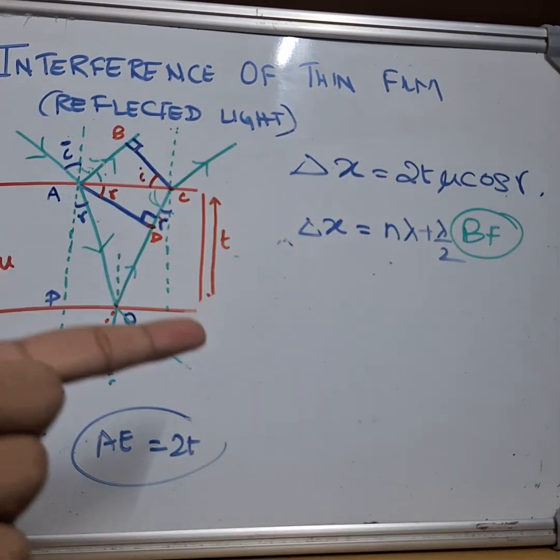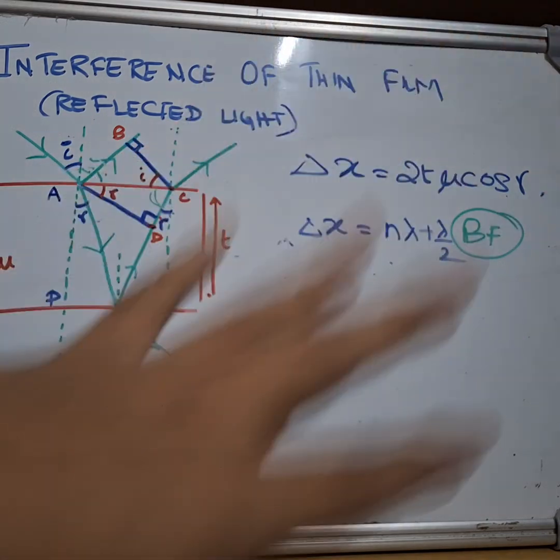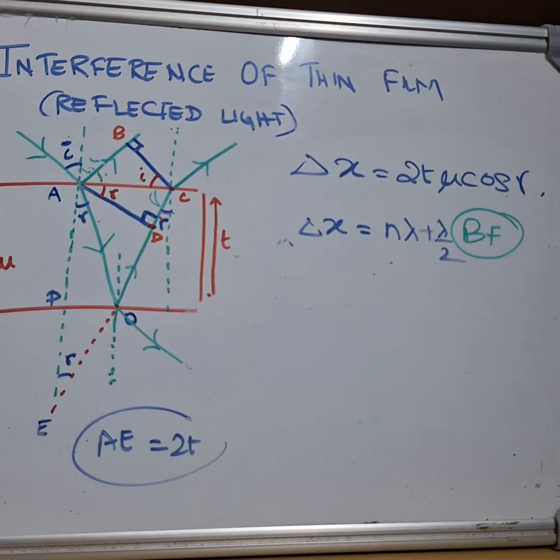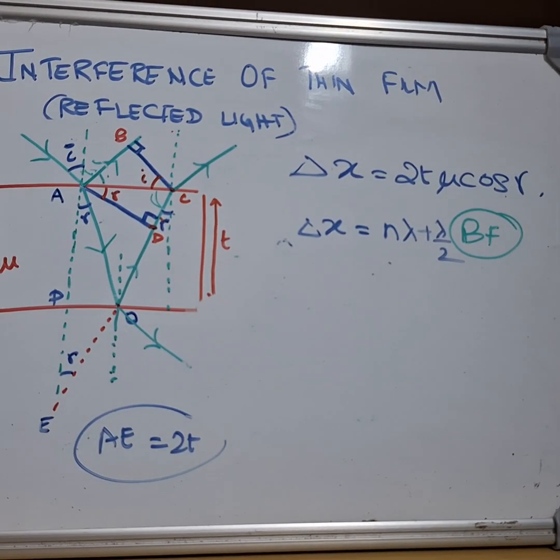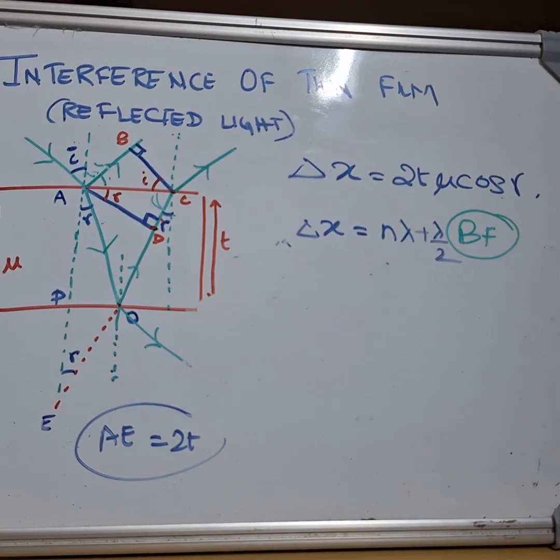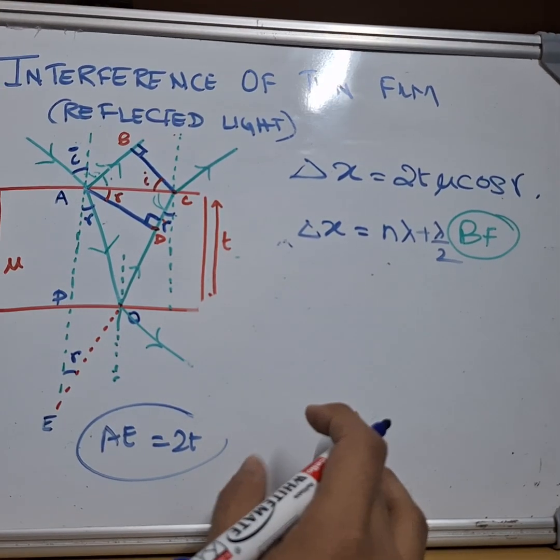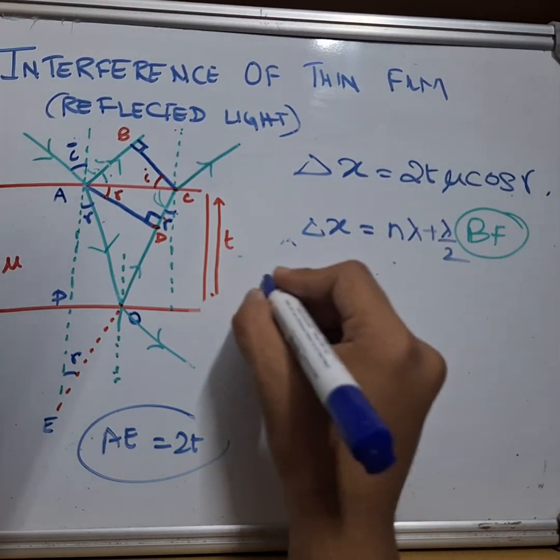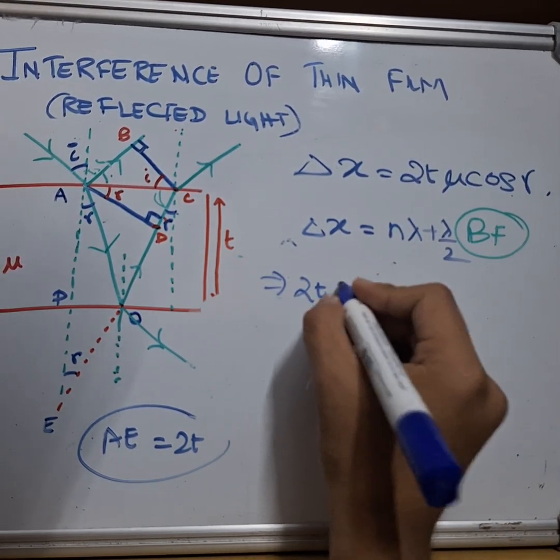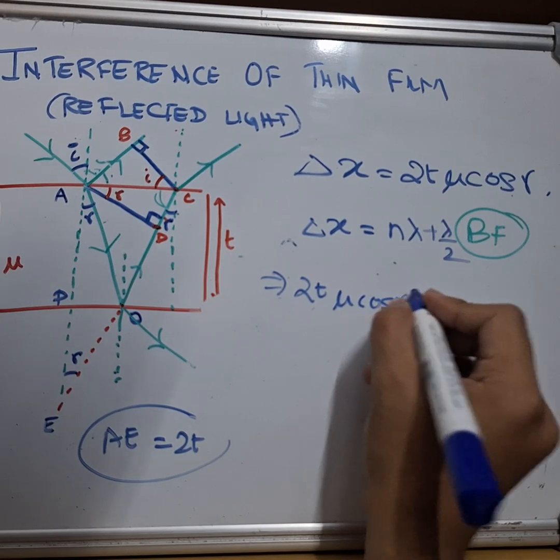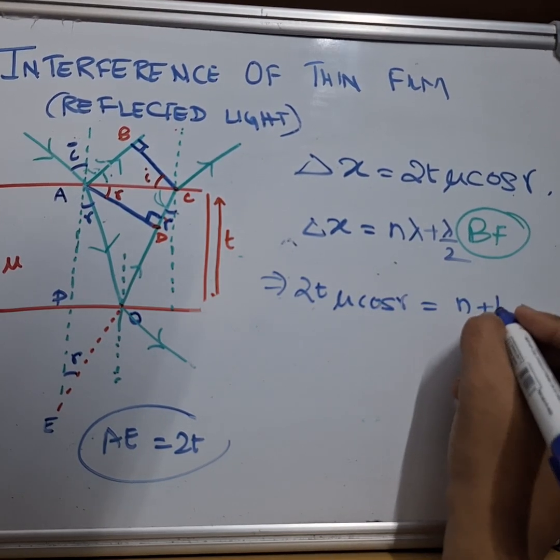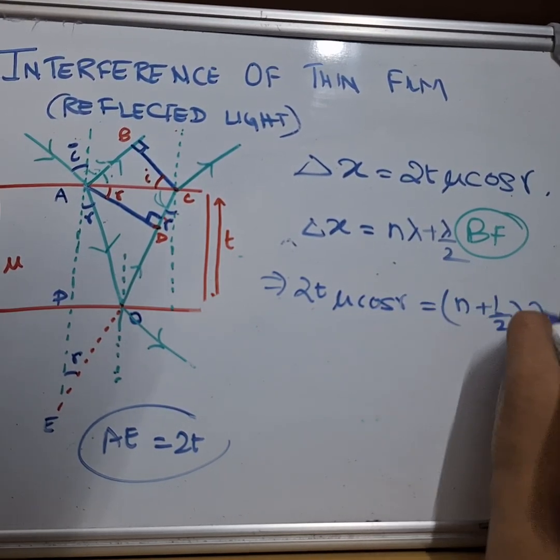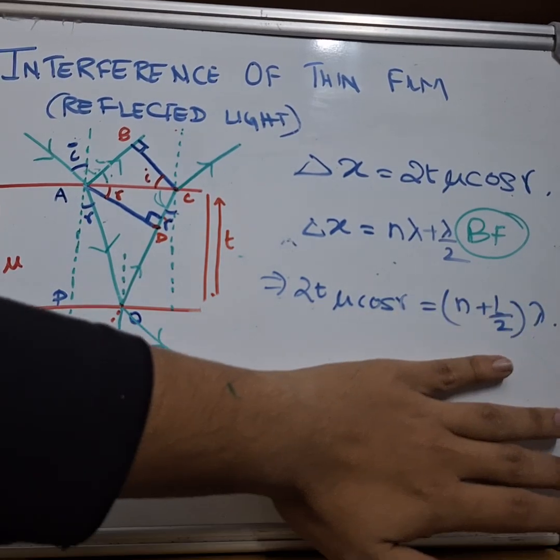In case of transmitted rays, you will see that this lambda by 2 does not come. And that's the reason the formulas become just the reverse there. Okay, so del x equals n, we can substitute here 2t mu cos r equals n plus half into lambda. This is for the bright fringe.